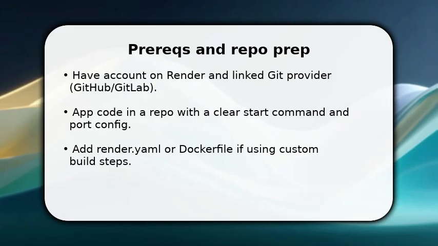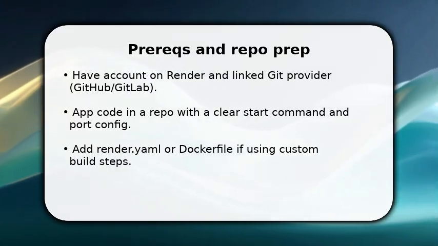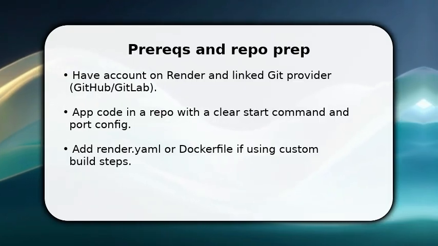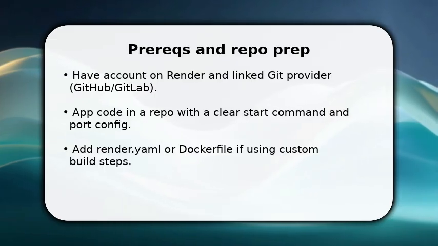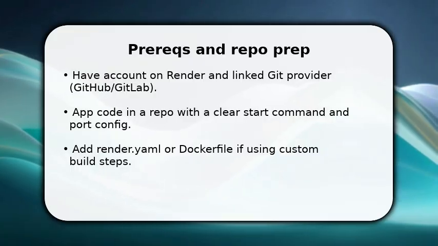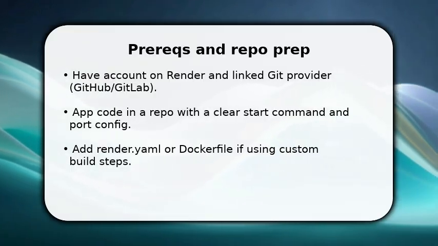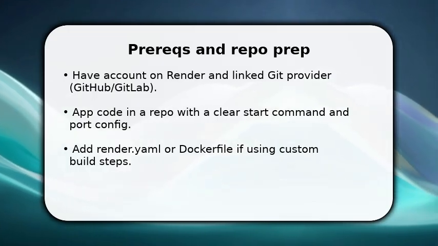You'll start by confirming prerequisites: a Render account, and your repo connected to GitHub or GitLab. Make sure your project defines a start command and exposes the correct port, because Render needs that to route traffic. If you require reproducible builds or extra services, add a render.yaml or provide a Dockerfile. This lets Render perform builds deterministically.